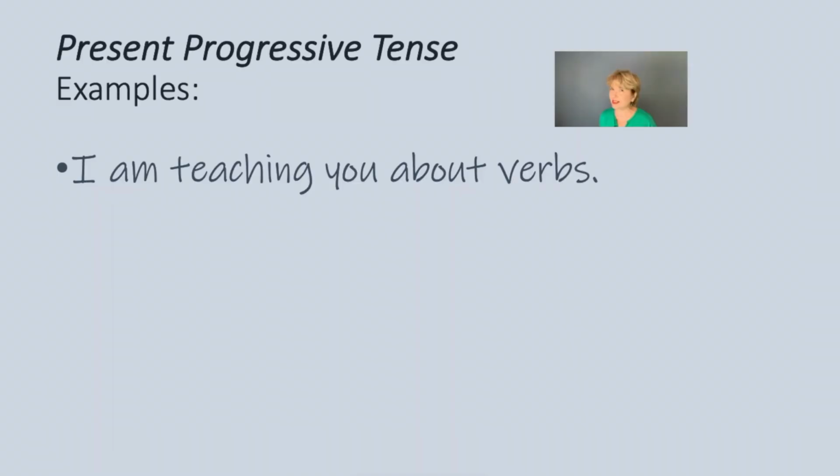I am teaching you about verbs. This is what I'm doing right now. That's important for these verb tenses. They're about some kind of activity that's happening over a period of time. I started teaching you about verbs at some time in the past. When I started doesn't matter. It just matters that I started doing this thing in the past and I'm still doing it right now. And I will continue until sometime in the future.